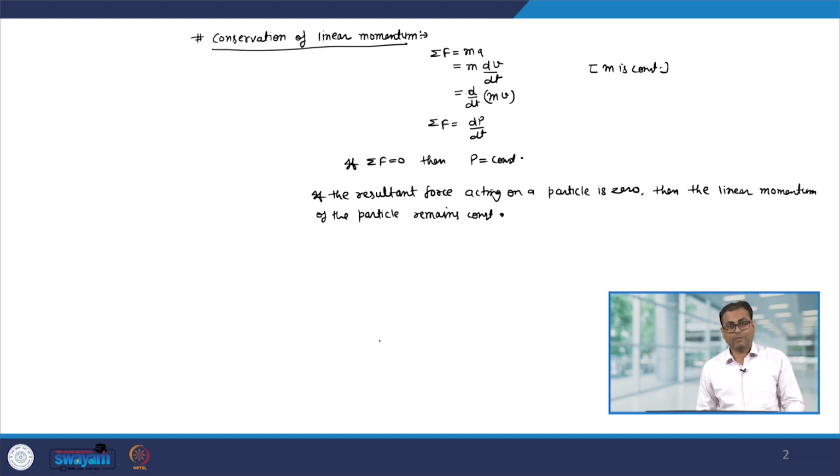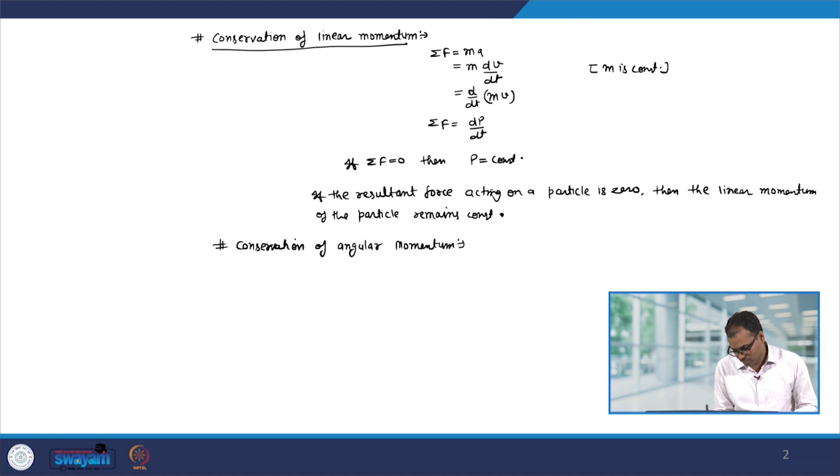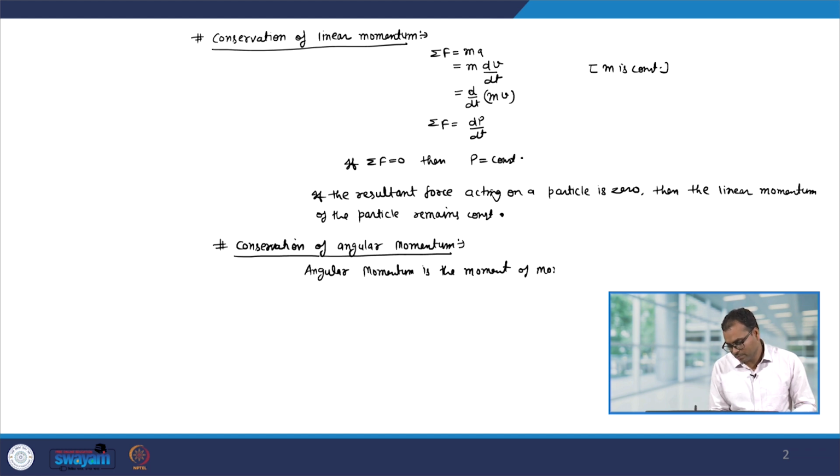Now, let us look at conservation of angular momentum. The angular momentum is defined as the moment of momentum. So, when we take moment, we multiply by r, and then momentum is mv. Let us denote it by L. Therefore, L is the moment of momentum p. So, I can write L equal to r cross m times v, because p is mv.